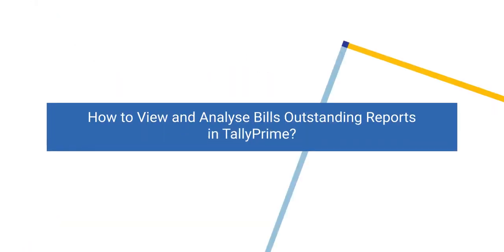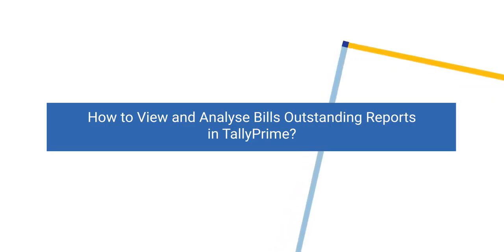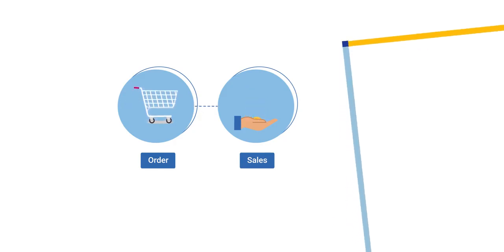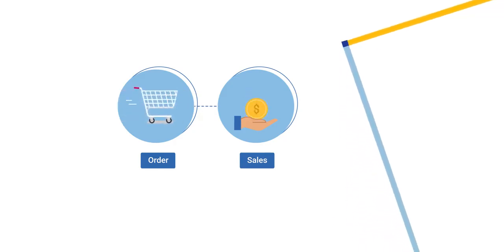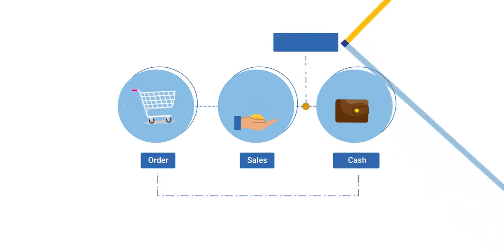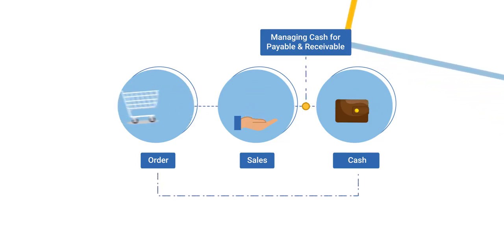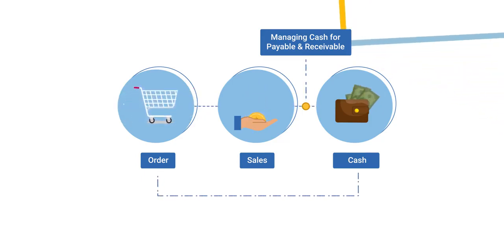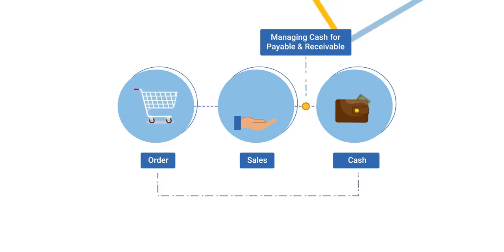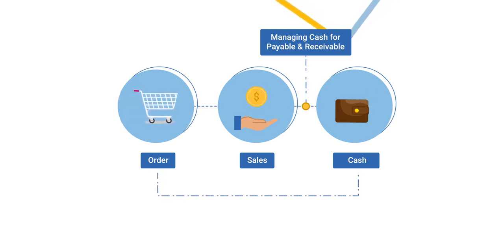In this session, you learn about the Bills Outstanding Report in Tally Prime. Successful closure of your order to sales is determined only when you convert your sales into cash. Till your sales are converted into cash, you need to manage how much you need to receive, from whom, and when. Similarly, the frequency of payables to your suppliers. That's why it's critical to keep track of your bills outstanding reports.